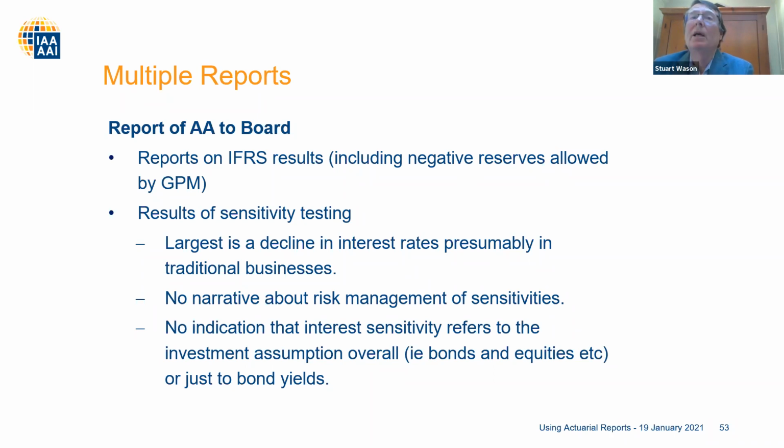One of the reports was a report from the appointed actuary to the board. He reported on the IFRS results. He talked about results of sensitivity testing. That could be very interesting. He pointed out a large decline in the value of the liabilities based on a change in the interest rate assumption, presumably in the traditional business lines. However, there was no narrative about risk management of those sensitivities at all in his work, and no indication that the interest sensitivity results were due to the investment assumption overall or just to bond yields. Next slide.